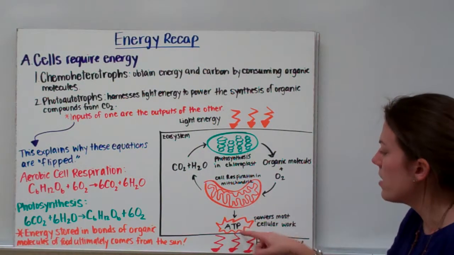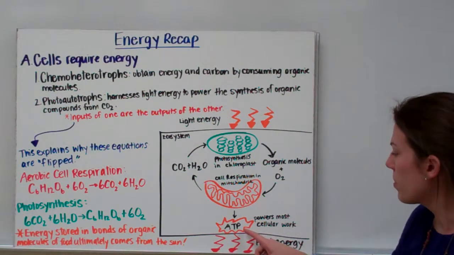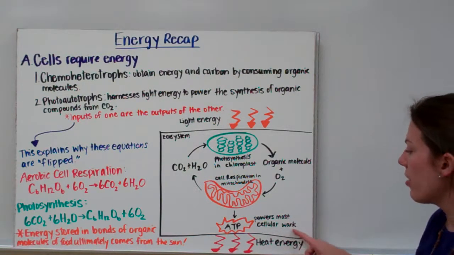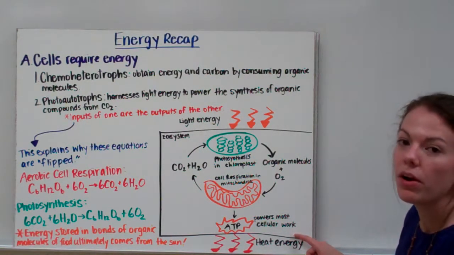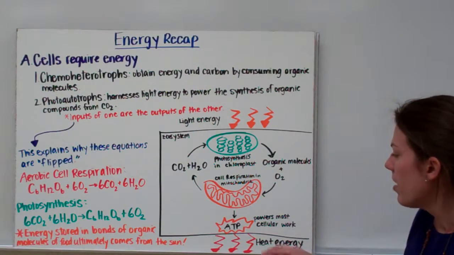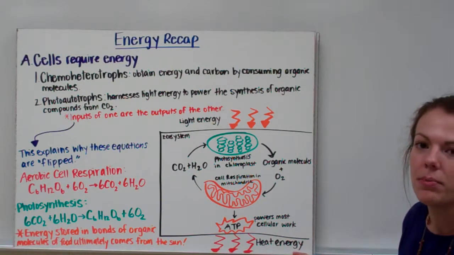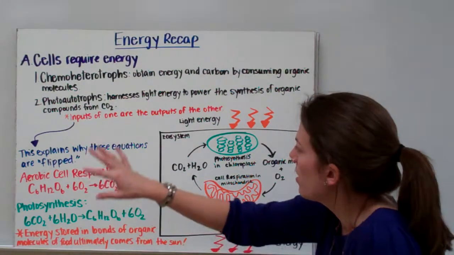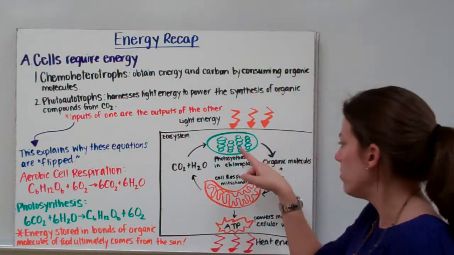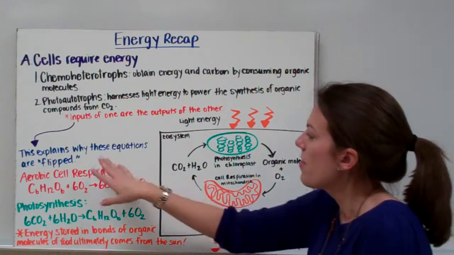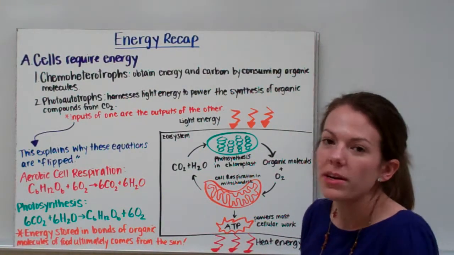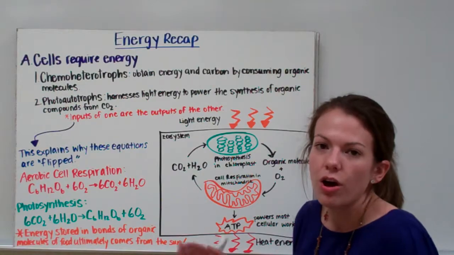And so we're releasing ATP, or energy, through cell respiration, and that powers most cellular work. Things like active transport require an input of energy, and some of that energy is also lost as heat energy. Heat energy usually cannot be put to work. And since the inputs of one are the outputs of the other, that explains why the equations for aerobic cell respiration and photosynthesis are flipped.